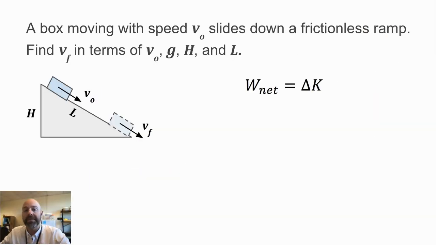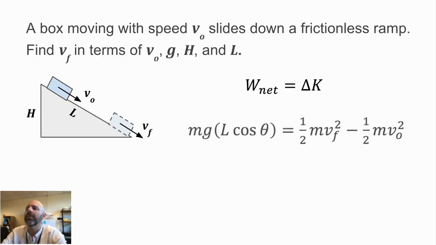We could also do a problem like this, a box on a ramp sliding down. It has some initial velocity, and we want to know the final velocity in terms of the quantities. This is a symbolic one. But if you think about what's happening, we have the force of gravity pulling down, doing work. The displacement is L, and the angle between those is theta. So m g L cosine theta equals 1/2 m v final squared minus 1/2 m v initial squared.